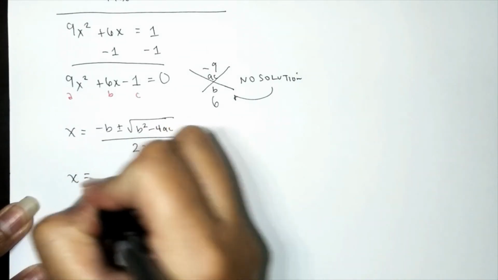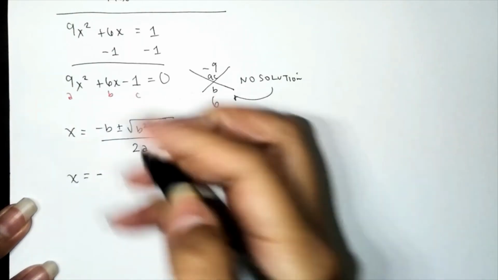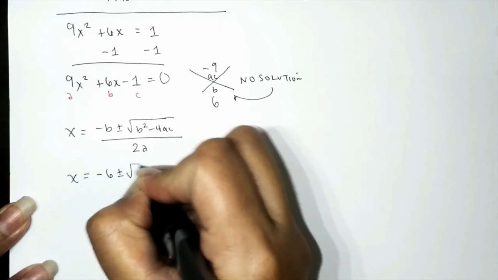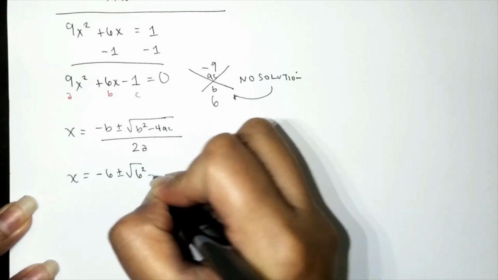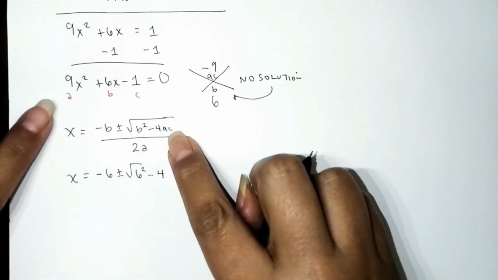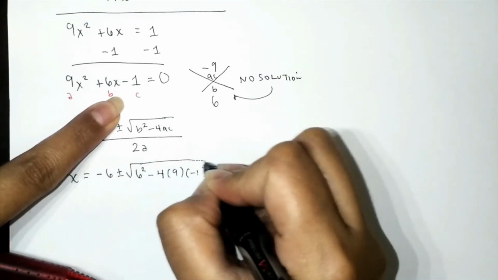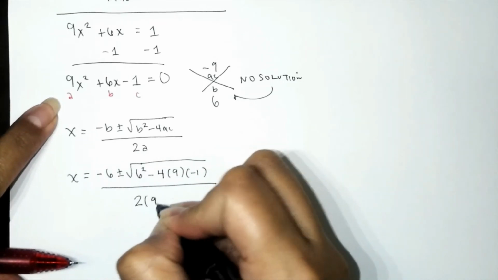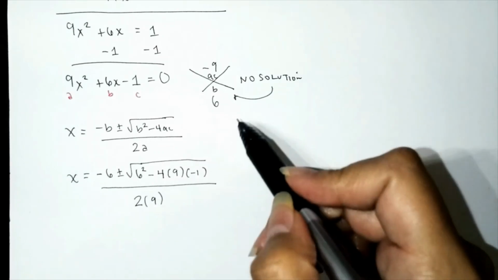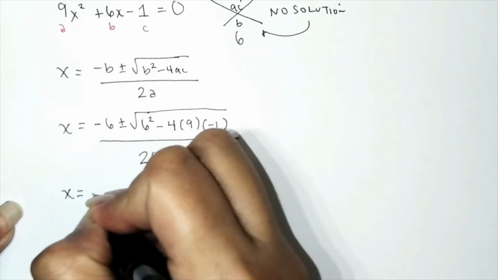So we have x equals opposite b. I'm going to lock in the negative sign first, and the value of b is 6. Plus or minus the square root of b squared. The value of b is 6. We square it. Minus 4 times the value of a. The value of a is 9, times c, which is -1. And that's all over 2a, and the value of a is 9. Okay, we did it, guys. We nailed the formula. We substituted the values for a, b, and c correctly. We really need to take our time. If you want to use a calculator, be my guest.